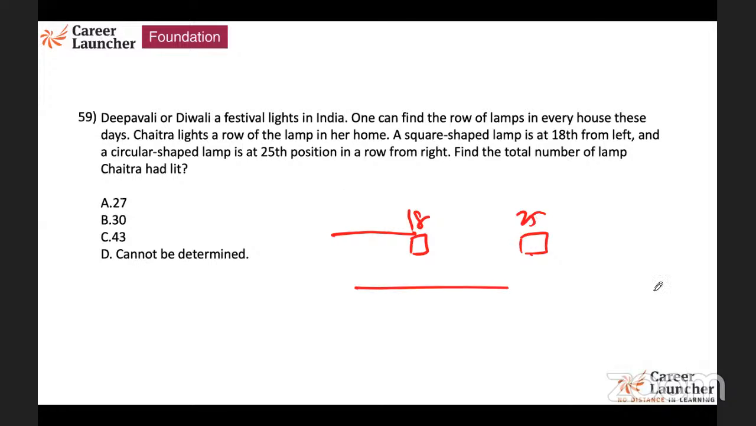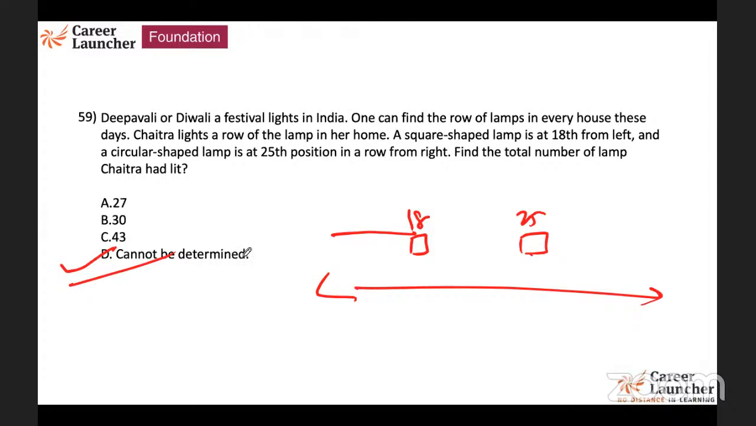But I don't know the total given to me. There is no total given anywhere. Nothing has been given. Absolutely correct. It cannot be determined. This is a very good question, Abhinanda. And you will get that. Because nothing else is given, you know that the answer has to be clearly cannot be determined.